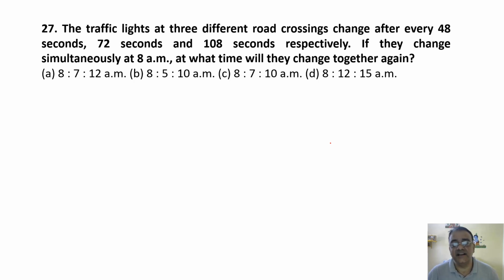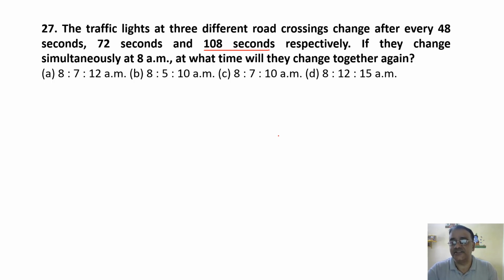The traffic lights at three different road crossings change after every 48 seconds, 72 seconds, and 108 seconds, respectively. If they change simultaneously at 8 a.m., at what time will they change together again? So here we have to find the LCM, because when all three traffic lights change together, the time will be greater than 108, meaning greater than all three numbers. The expected value is more than the given values, that is why we have to find the LCM.